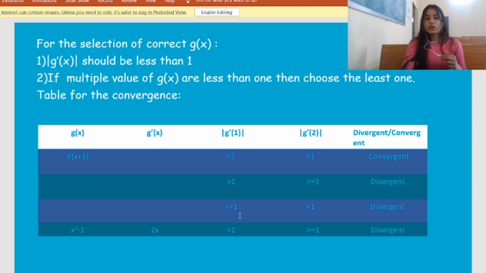The third set of values for the equation g of x equals to under root of x plus 1 is greater than or equals to 1 for mod g dash of 1 and less than 1 for mod g dash of 2, which is also divergent in nature. The second equation, that is g of x equals to x square minus 1, we get g dash of x as 2x, and less than 1 for mod of g dash of 1 and less than or equal to 1 for mod g dash of 2. This equation for g of x is divergent in nature.